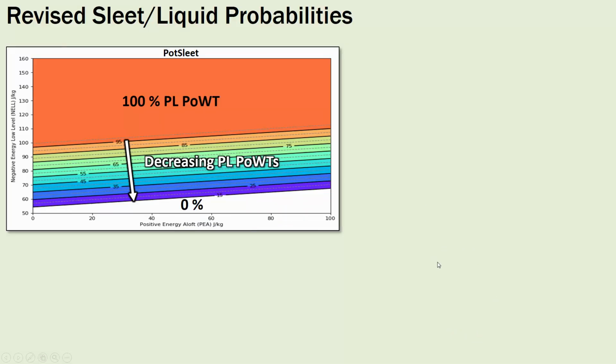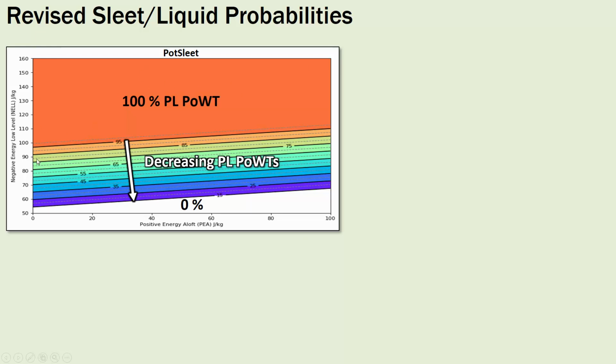All right, so if we jump in now and talk about how sleet and freezing rain are determined between the positive energy aloft and the negative energy in the low levels, which we see on this chart here, positive energy aloft, x-axis, negative energy low level, y-axis. We first saw this in talk number 1.